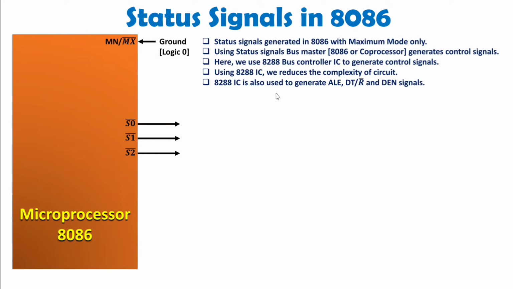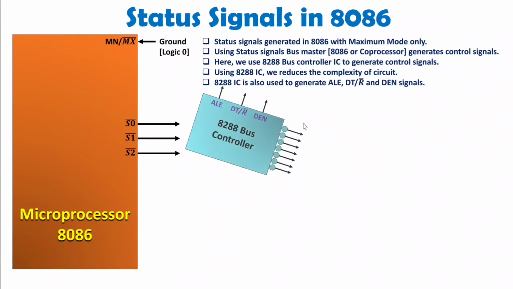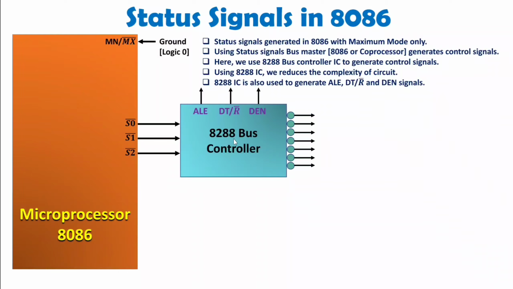And my dear students, the 8288 is not only generating control signals, but it also generates address latch enable, data transmit/receive bar as well as data enable signals. I'll show you how it will generate them. So, my dear students, you see the 8288 bus controller IC is generating address latch enable, data transmit/receive bar as well as data enable, right?